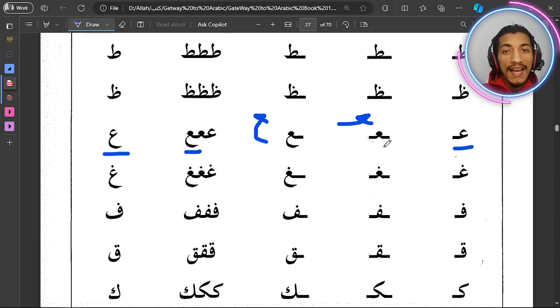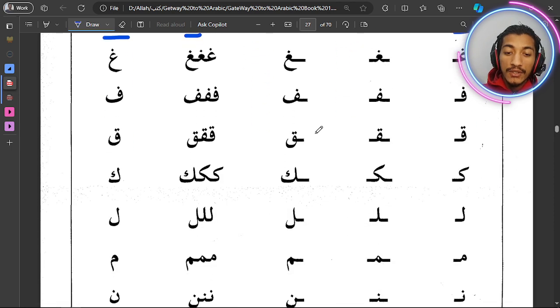That's what we will do with Ghain, its sister. We just add a dot up. That's it. Let's go to the next, which are Fa and Qaf.